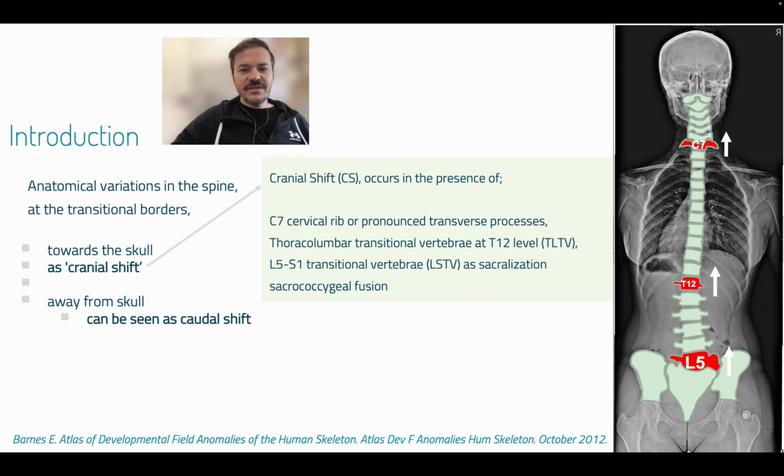And when we say cranial shift, I will just repeat the things again and again in the rest of the slides. We may see C7 cervical rib or pronounced transverse processes as a cranial shift component, or at the thoracolumbar junction, we may see a transitional vertebral T12. We may see some costal changes with the naked eye on the X-ray as clinicians, and we may also see, in the lumbosacral junction, when we say cranial shift, sacralization on the L5 and S1 transitional vertebra. And we may also see sacrococcygeal fusion, but it is actually not that clinically visible to the naked eye.